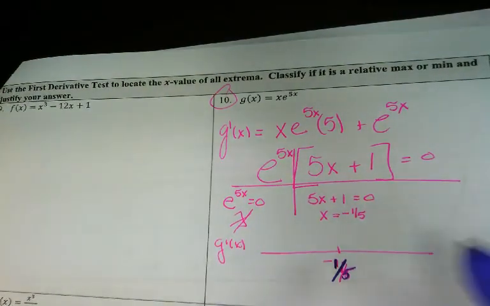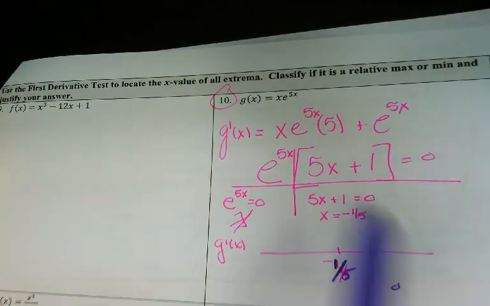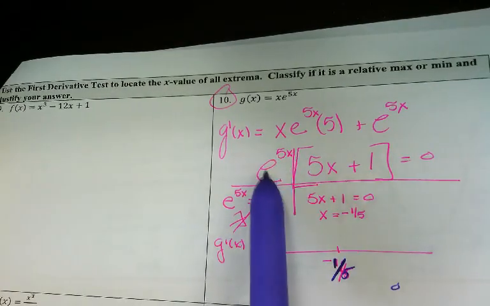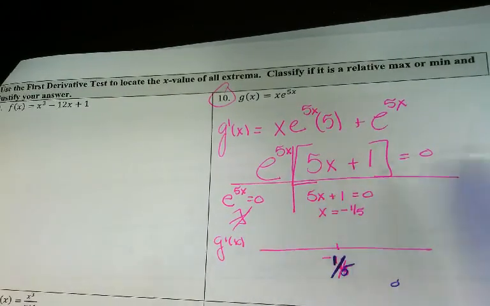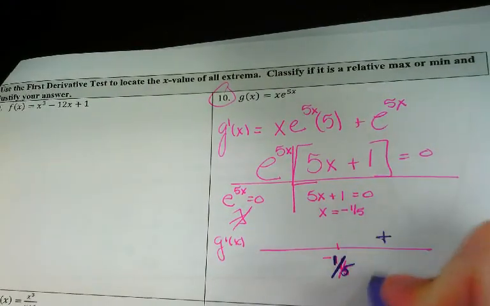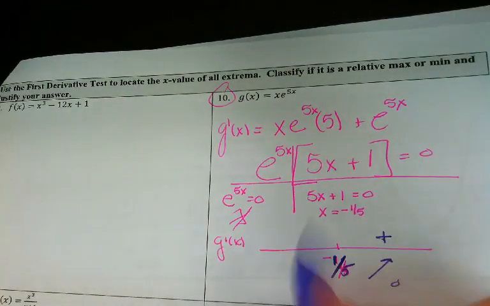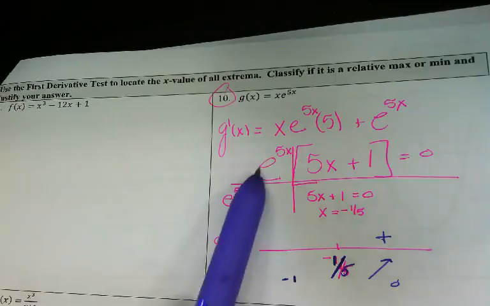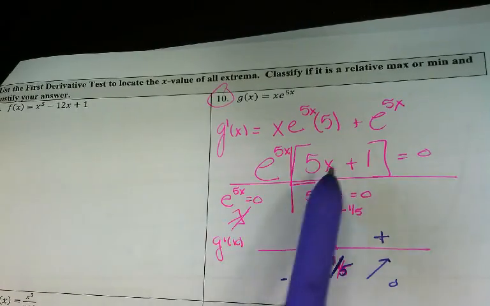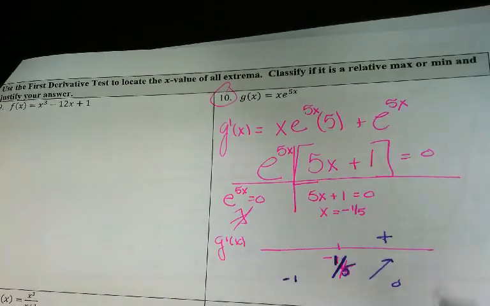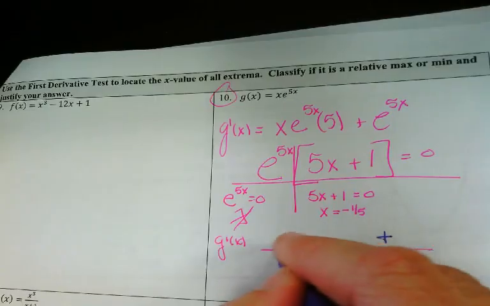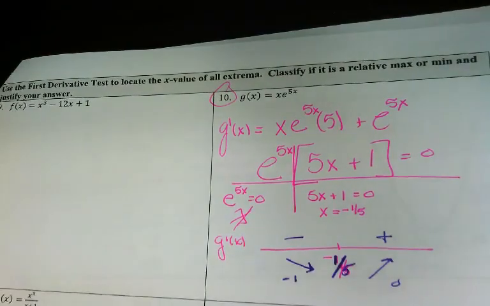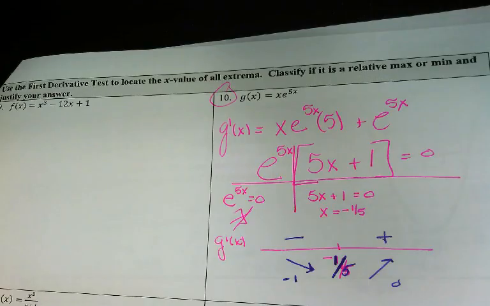Again, I'm going to test a 0 on this side. E to the 0 is always positive. 5 times 0 plus 1 is positive. I'm going to plug in a negative 1. E to anything, again, is always positive. Negative 5 plus 1 is negative. So that's going to be a negative. And this just said, Leo. So I would be truthful on this.